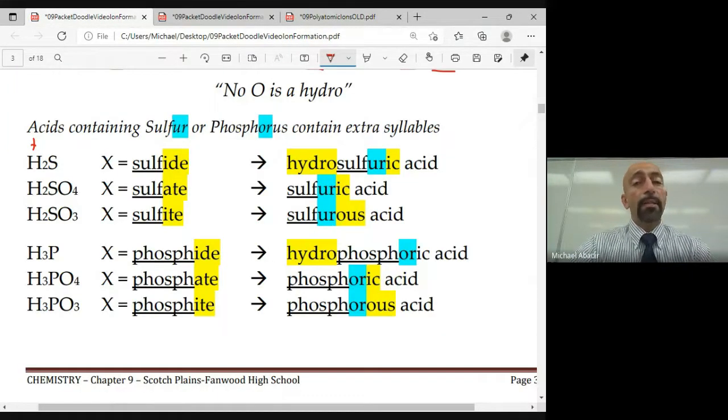It doesn't change the name for how many hydrogens you have. It doesn't matter how many hydrogens you have for the name. It just matters for the charges. So anyway, here's sulfur. It's a -2.